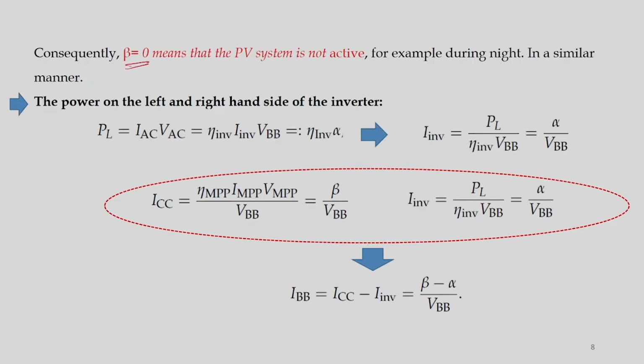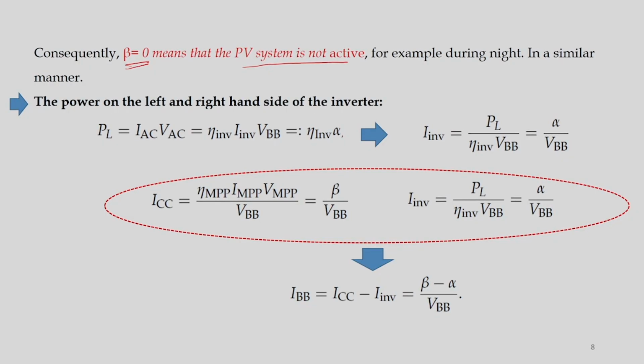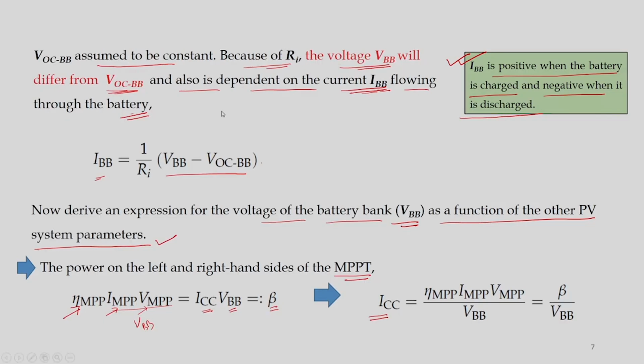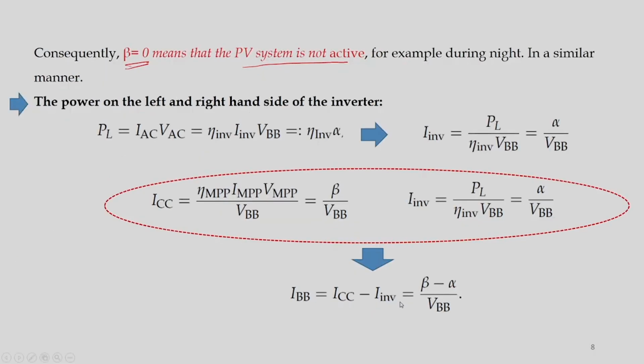If beta is 0, it means that the PV system is not active. Maybe at night, the PV system is not active, because no solar radiation is falling on the PV system. So, what happens then if beta is 0? Beta is 0 means no current will flow through this circuit, right.